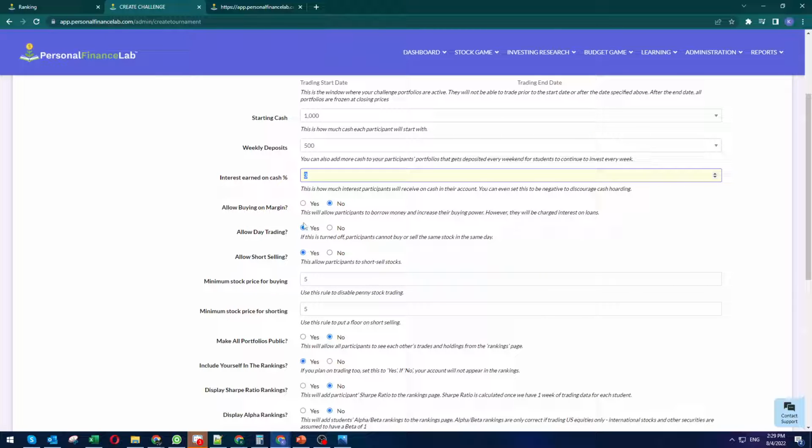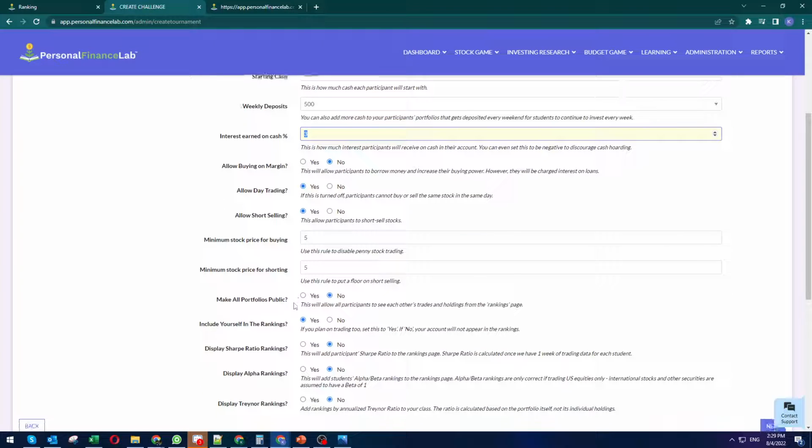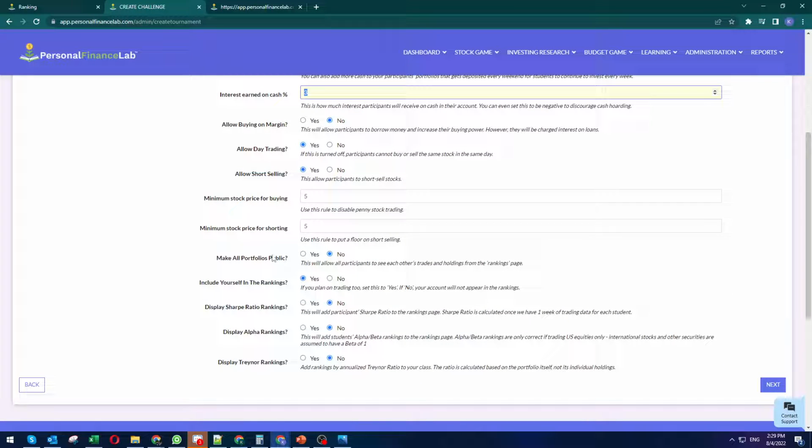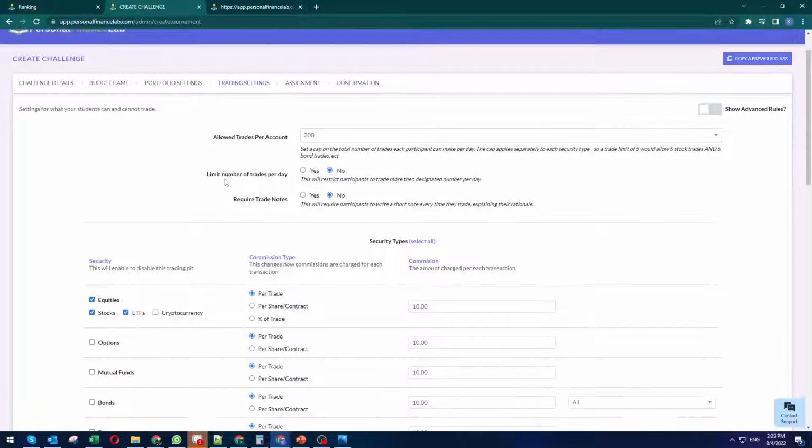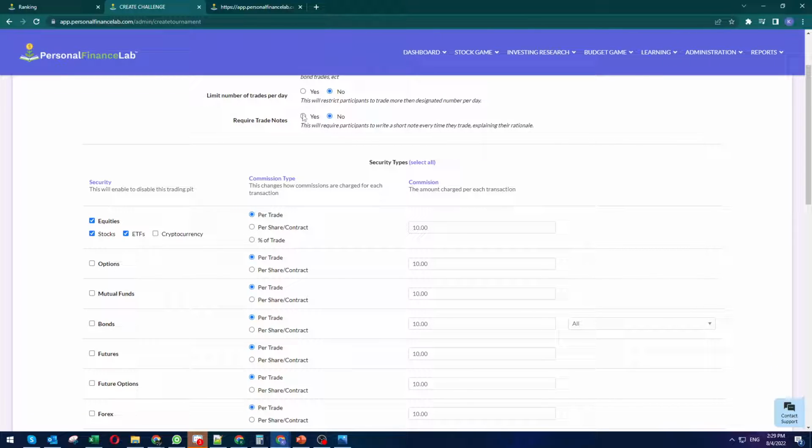They can borrow money. Can they day trade? Can they short sell? Do you want minimum prices? Making portfolios public is one of the settings that I mentioned earlier. Do you want your students to be able to see each other's trades? You also can choose what they can trade. So do they need to have a note every time they place a trade? We recommend doing that, yes. Stocks, do you want them to have cryptocurrencies or not?